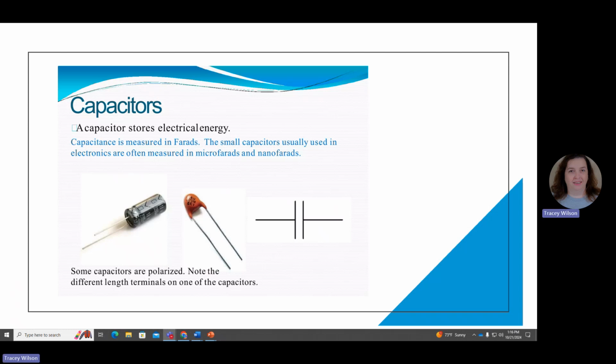And also, in my experience, most capacitors store very small amounts. And it's usually temporary. Very, very rarely is a capacitor really holding months, days, or years' worth of electricity.